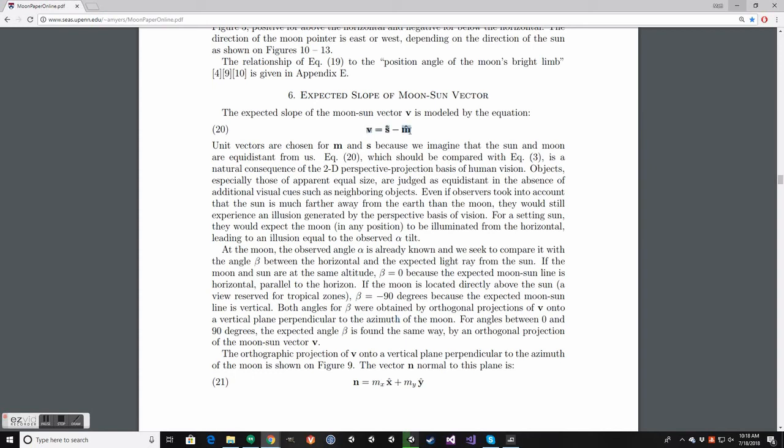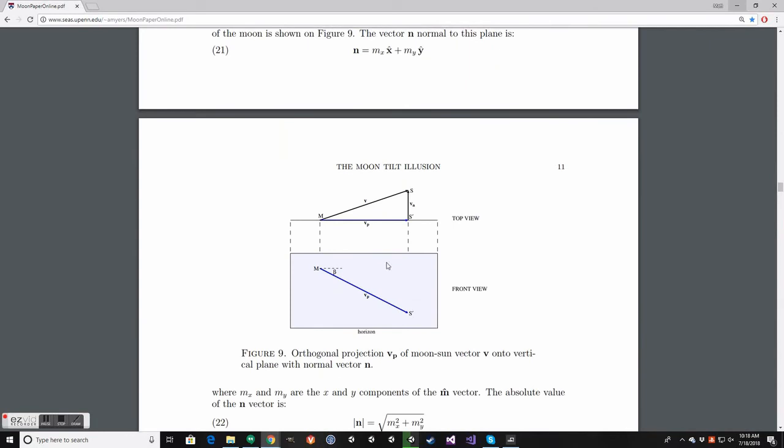So what they do is very simply, they take the original vector pointing from the moon to the sun, and they project it orthographically, which means just ignore perspective. So we are going to project it back to a viewer who is looking in the direction of the moon, but is not taking into account the fact that the sun is behind them, right? So this is just a projection straight of that V vector.